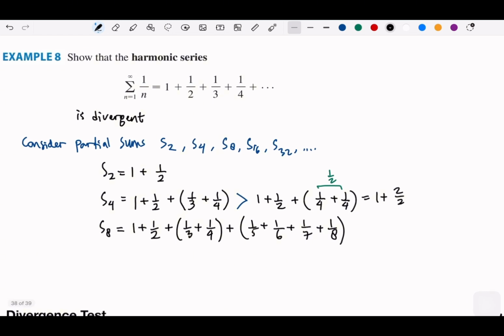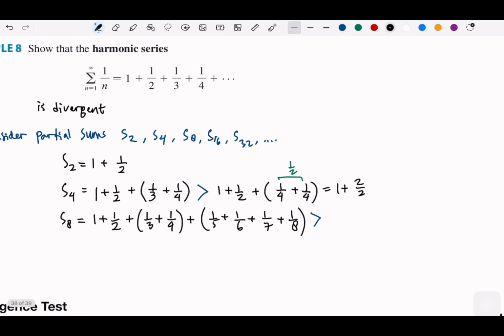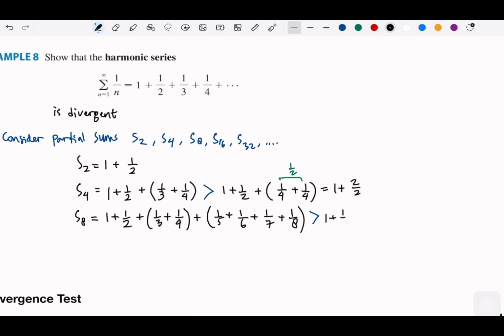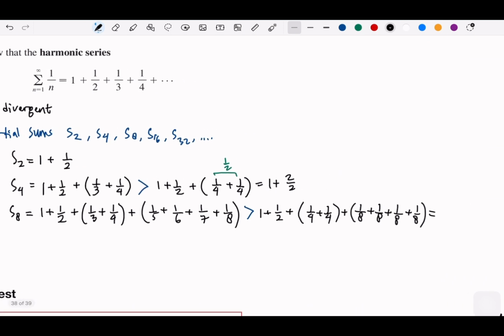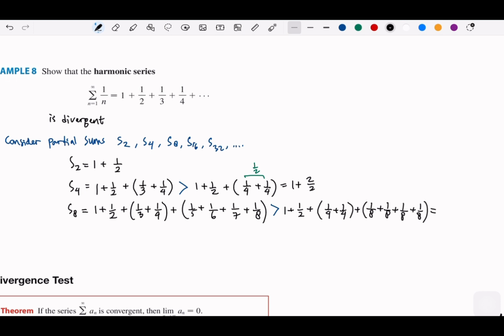And this will be greater. So now we change all the 5, 6, 7 with 8 and 3 with 4. So we are going to see a good number here. 1 plus 1 over 2 plus 1 over 4 plus 1 over 4 plus 1 over 8 plus 1 over 8 plus 1 over 8 plus 1 over 8. So this is half, 1 plus 2 over 2 plus 1 over 2, so 3 over 2.